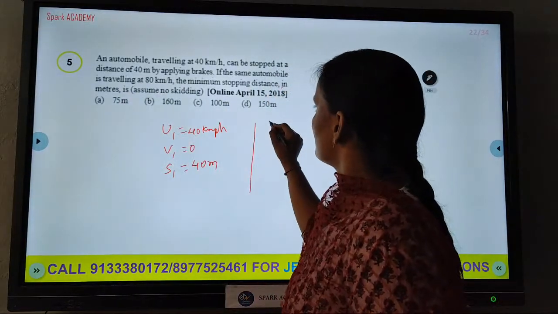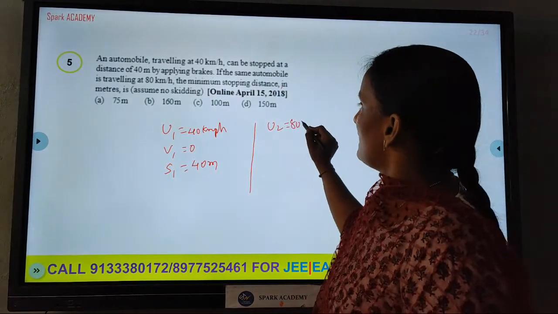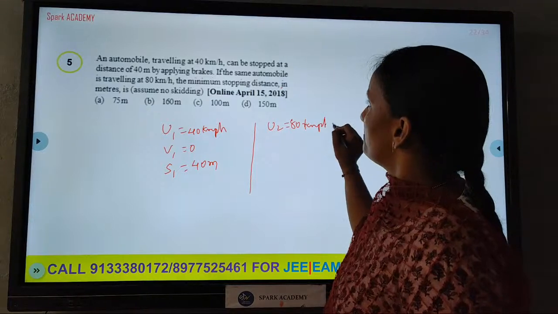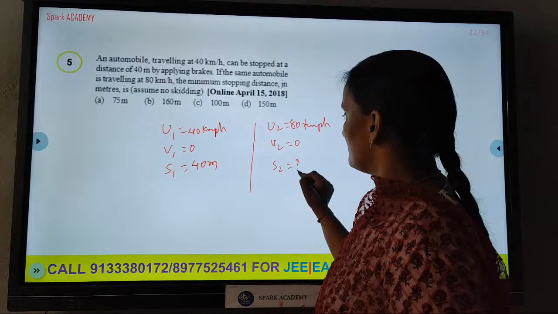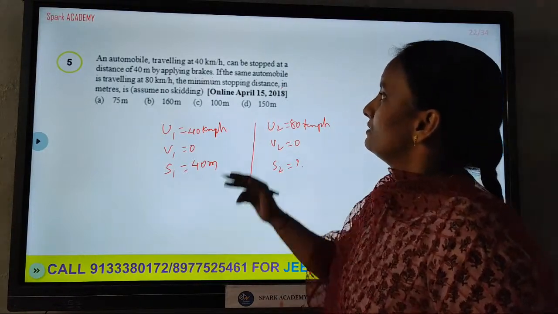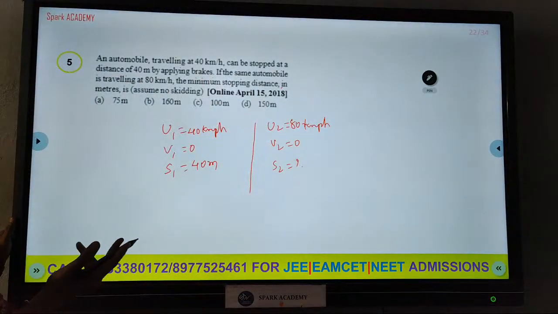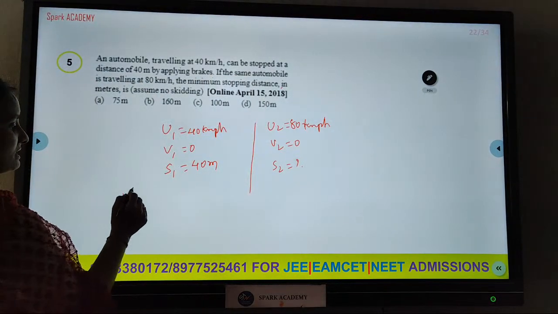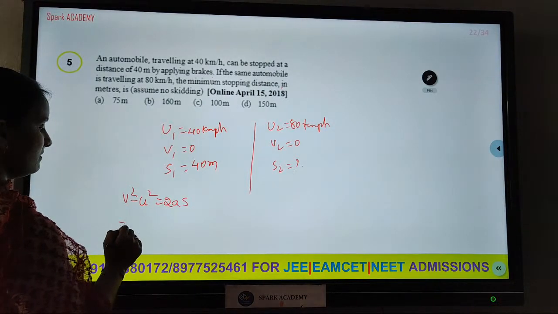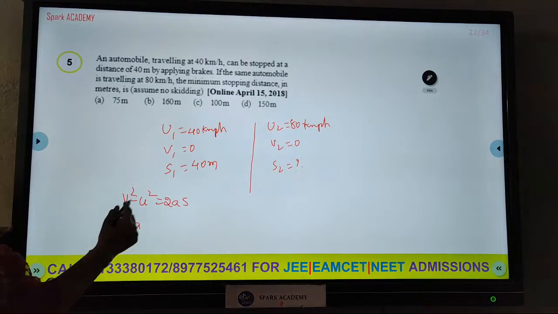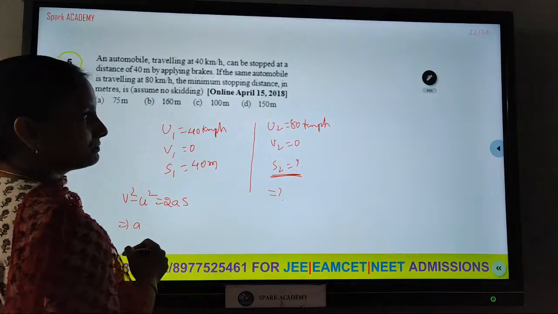In the second case, the same automobile's u2 is 80 km per hour and it comes to rest, and we have to find that stopping distance. It moves with that acceleration only when it comes to rest. So by using v square minus u square is equal to 2ax, here we can find the a value. The same a value we can substitute here, and find s2.